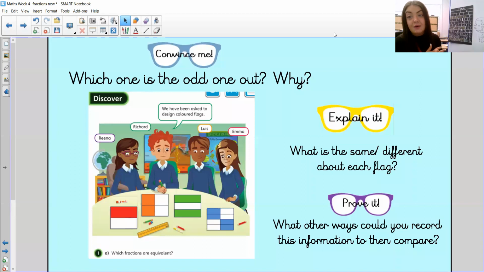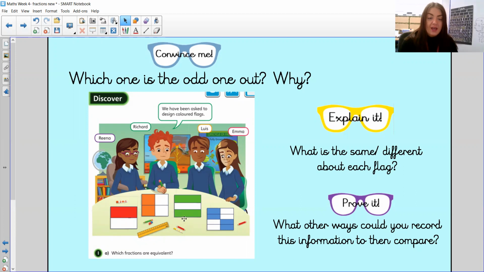Okay, so hopefully you've had a little go at that. You've had a little look at them. So I'm just going to talk you through what I did when I looked at this question, and then hopefully we will get to an answer at the end. Okay, so the first thing that I noticed straight away is I'm going to look at Richard's.